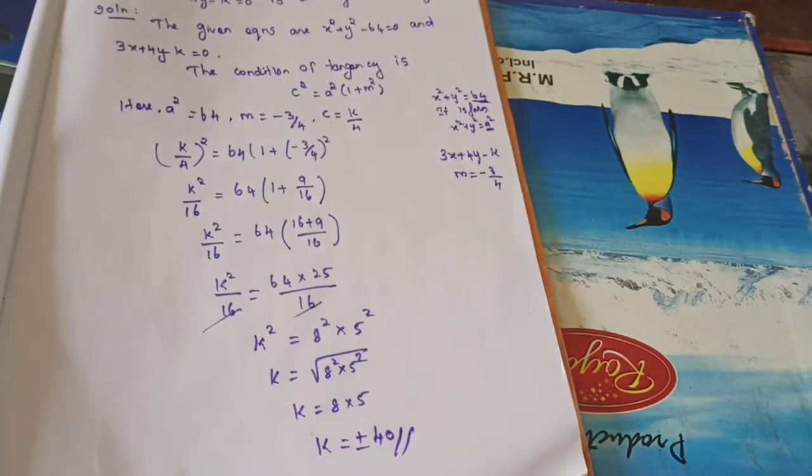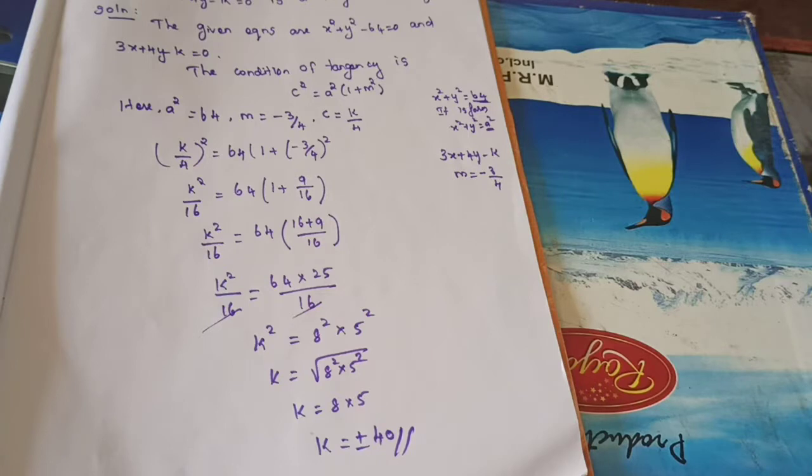Very easy. So find the value of k so that the given line is a tangent to the circle x square plus y square minus 64 equal to 0. From that you find out all the c, m and a values, substitute and find out the k value.